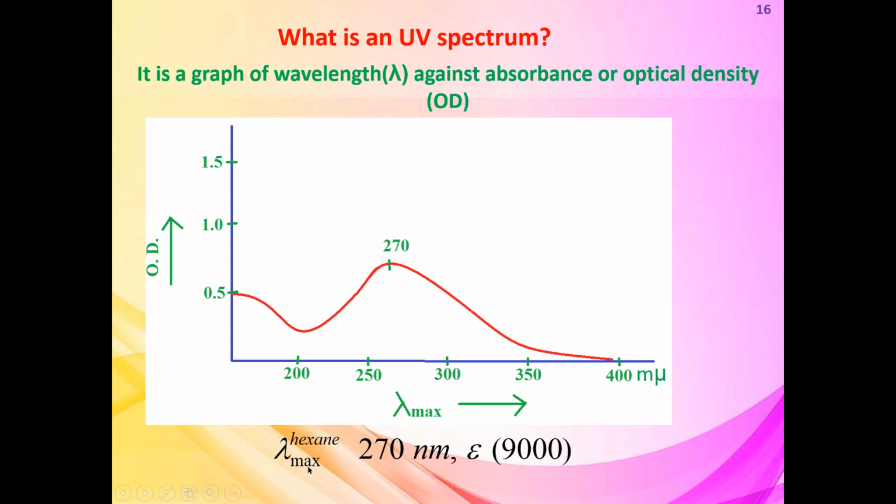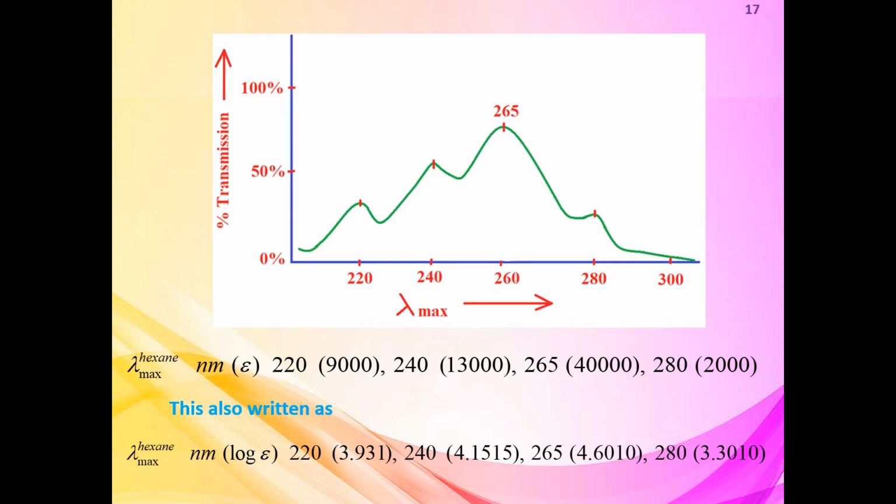You can see here, Lambda Max refers to the highest peak, and the corresponding wavelength is called Lambda Max. Usually for explaining the spectra of molecules, this parameter is used, that is Lambda Max. It is different for different molecules.